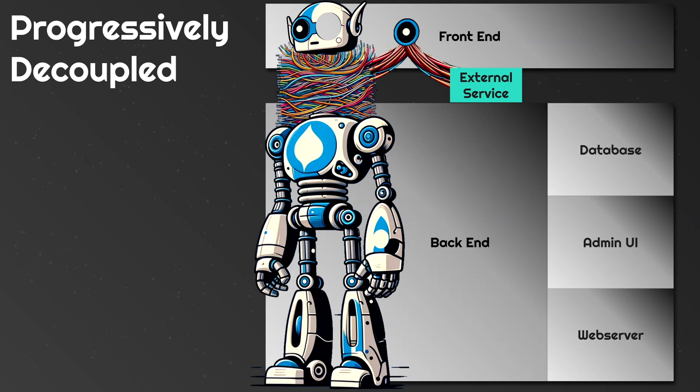So when we're talking about progressively decoupled, we're saying, all right, search or a map or something, we're going to make that use APIs and we're going to put it on the headed front end. But this one part of the site is going to use a decoupled API and just kind of render on the client side. It could be coming from the content management system backend, or like the blue box shows, it could be coming from some external service, or it could be coming from both.